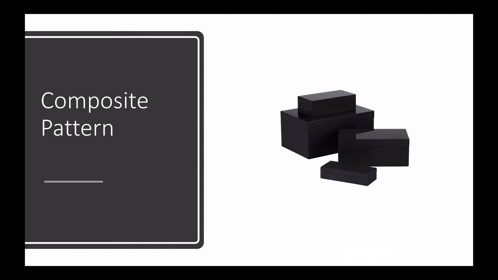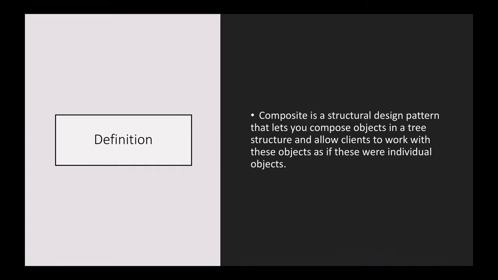And in this video, we will basically be covering the composite design pattern. We'll take a look at the definition, the UML diagram, the problem it is trying to solve, along with a code example. So let's quickly dive into what is a composite design pattern. According to the definition, it's a structural design pattern, which we know already, and it lets you compose objects in a tree structure and allow clients to work with these objects as if these were individual objects.